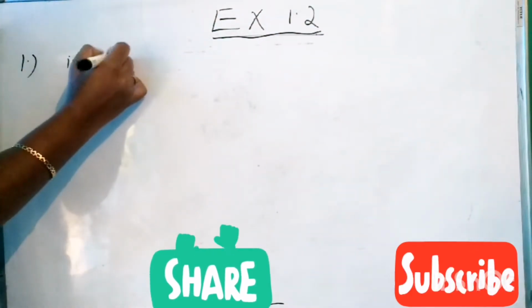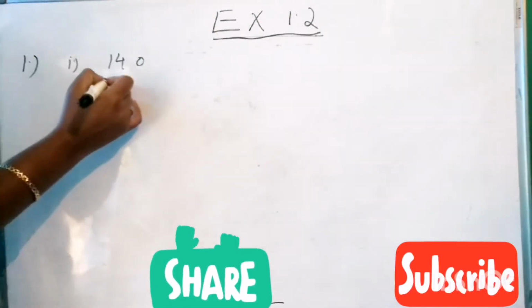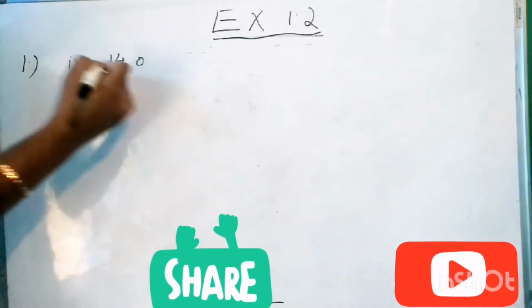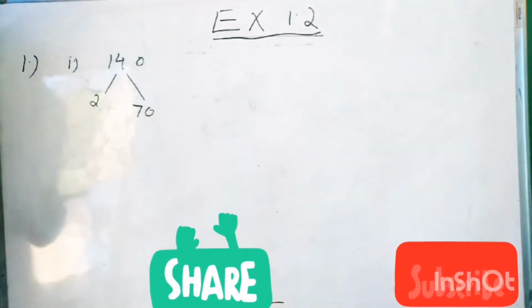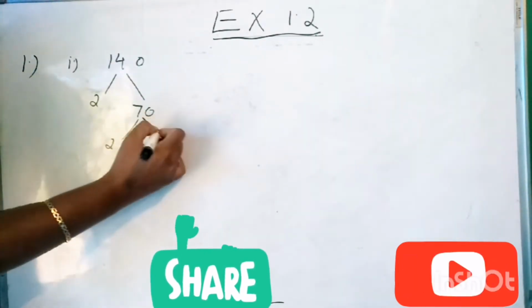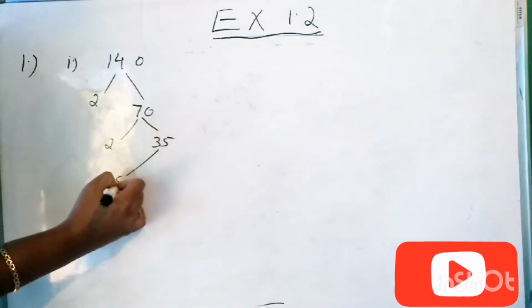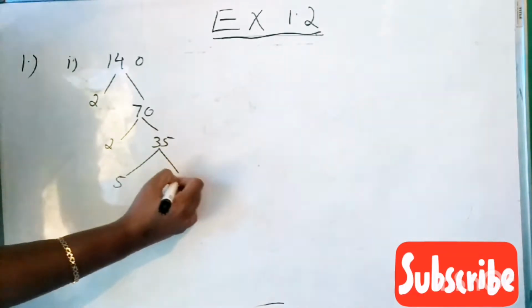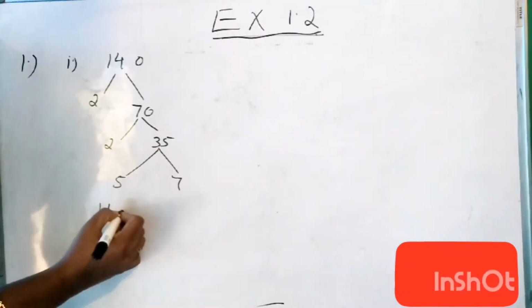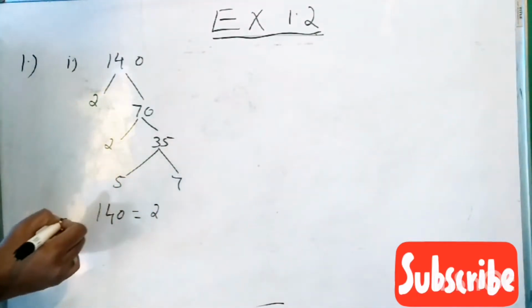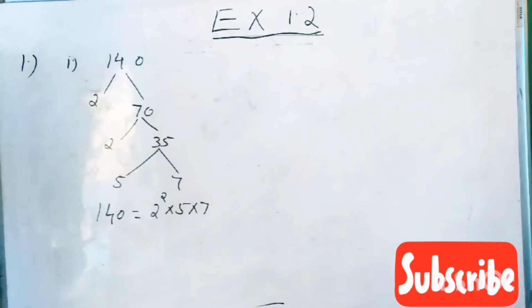The first one is 140. The prime factorization: 2, then we will have 70. 70 into 2 is 140. Then again 2, then 2 into 35 is 70. And 35, the prime is 5. 5 into 7 is 35. So in the prime factorization of 140, we have 2 two times. So we will write it as 2 square into 5 into 7.